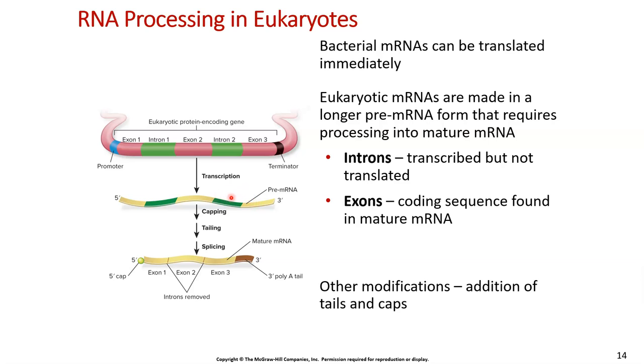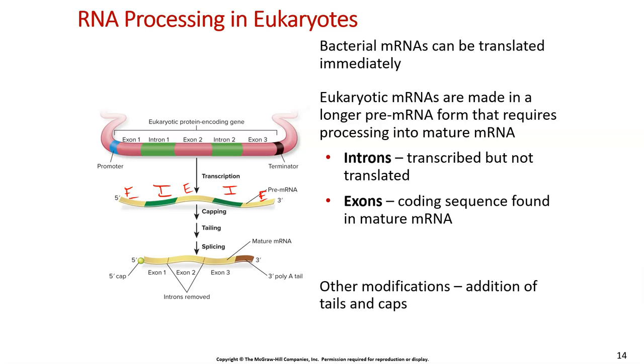So in pre-mRNA, you have two different types of areas. One is called an intron. So this is something that we transcribed or wrote down, but we're not going to make a protein from it. Then you have something called an exon, which is something you transcribed, you wrote down, but we're actually going to keep. So in this picture, the introns are green. So this is going to be the intron. And then the exons are going to be yellow.